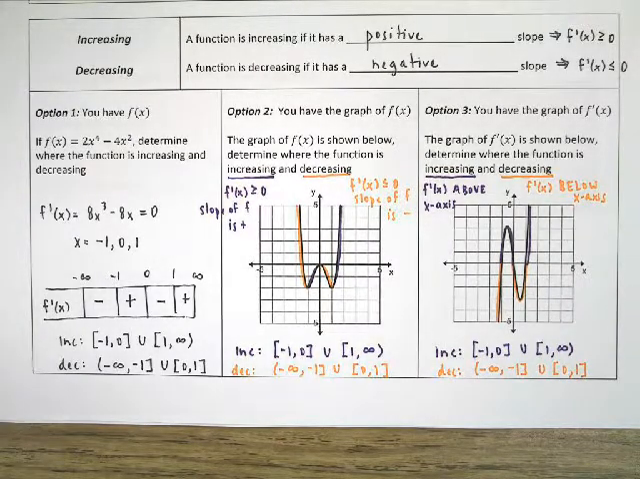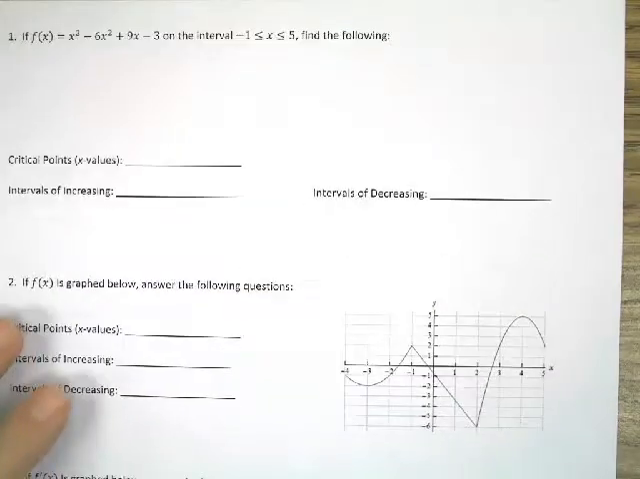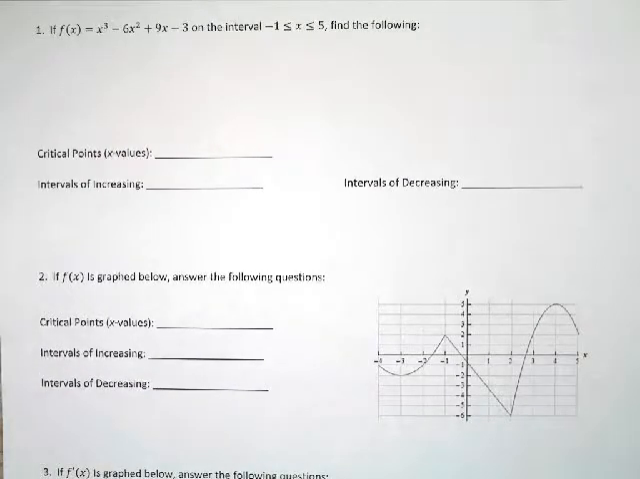Okay, so now that we've gone through that, we're just going to run through some examples, kind of one of each. One where we're given the function, one where we're given the graph of f, and then one where we're given the graph of f prime to answer these questions about critical points and increasing and decreasing. So first, here's our function. So let's go through this.